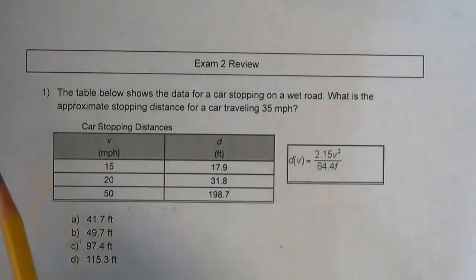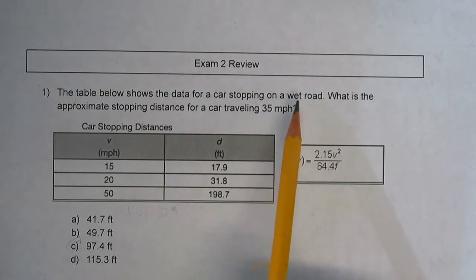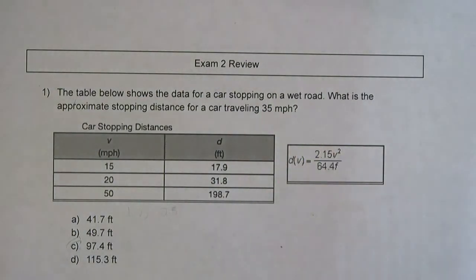Okay, so here we have the first question. It says the table below shows the data for a car stopping on a wet road. What is the approximate stopping distance for a car traveling 35 miles per hour? So here on the left side of my table, I have the different miles per hour that my car can go, along with its stopping distance.